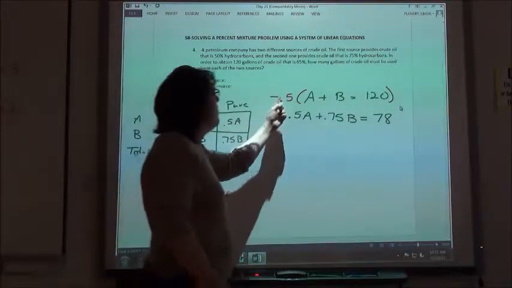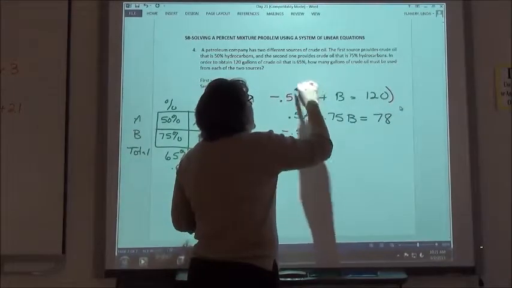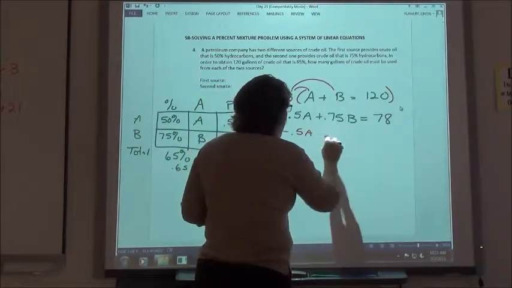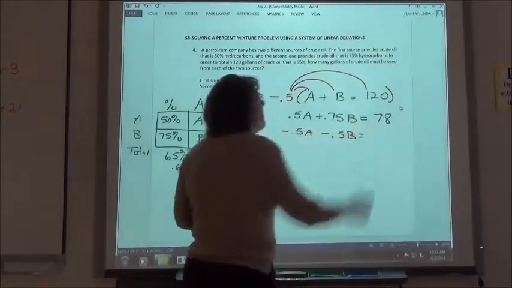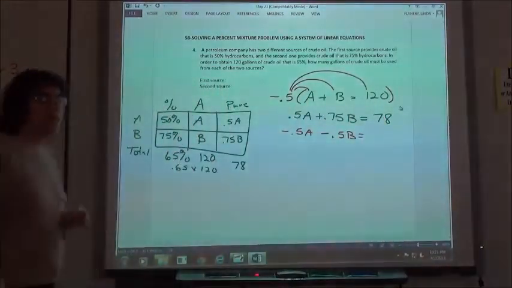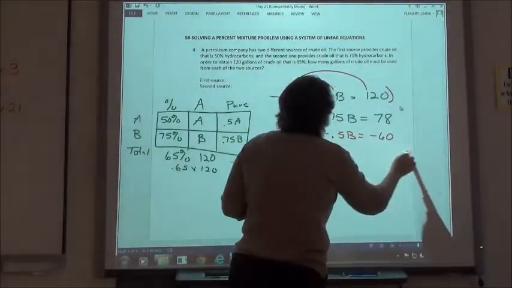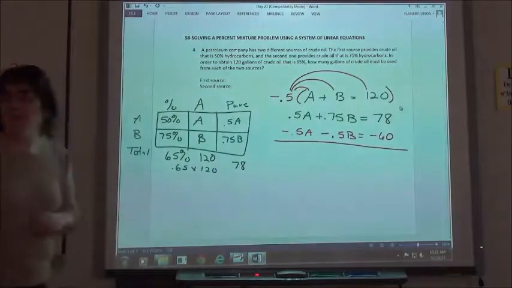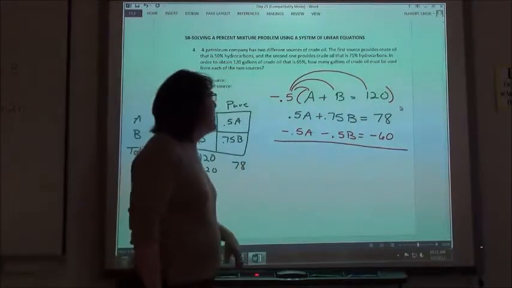So negative 0.5 times A would be negative 0.5A. Negative 0.5 times B would be negative 0.5B. And then if we take negative 0.5 times 120, we get something like negative 60, right? 0.5 is half, and half of 120 is 60. So now I can add my equations together.